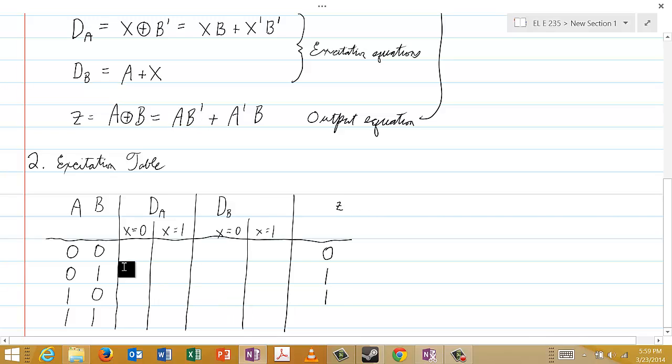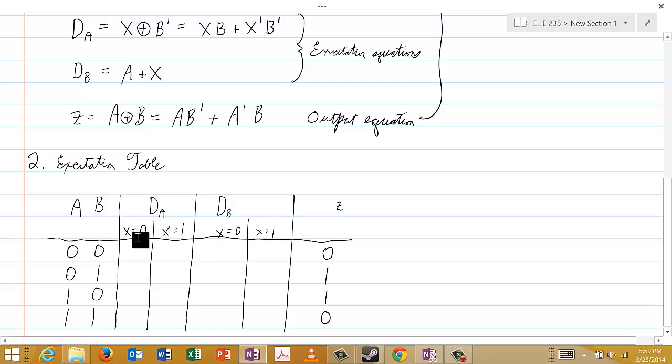So that's the way the exclusive OR function works: if you exclusive OR A and B, then when A and B are the same, the result is 0, but when A and B are different, the result is 1. And you can see when both of these are 1, this would be 0, and this would be 0, so the whole thing is 0. Okay, so that takes care of Z, and now we need to find the values of D sub A and D sub B in each of these cases.